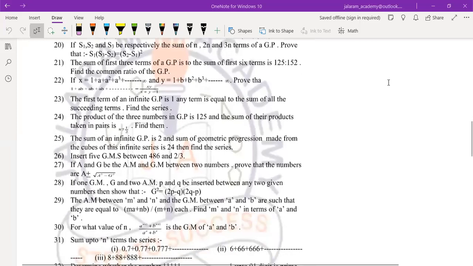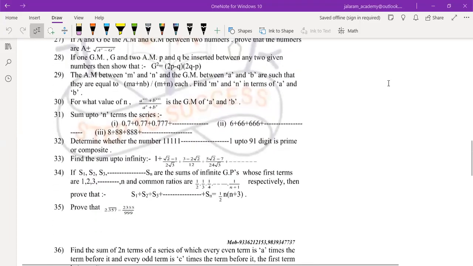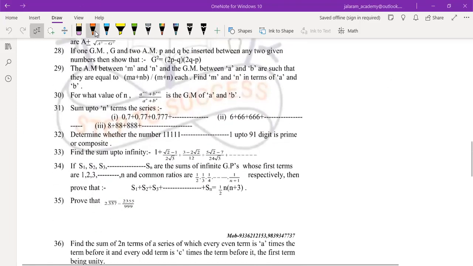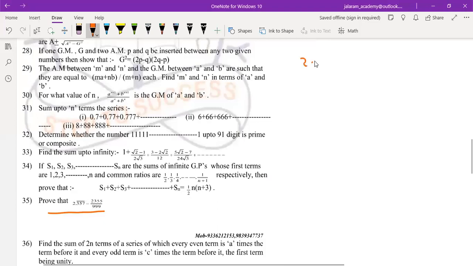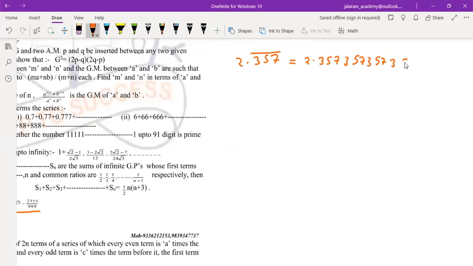Next out from our sheet. Question number 35, recurring decimal. We have to convert it to a vulgar fraction. We have done it in rational numbers in class 9th, but this time we have to use GP. 2.357 whole bar equals, we can write 2.357 bar means we know that 357, 357, 357, 357 reoccurs again and again till infinity.